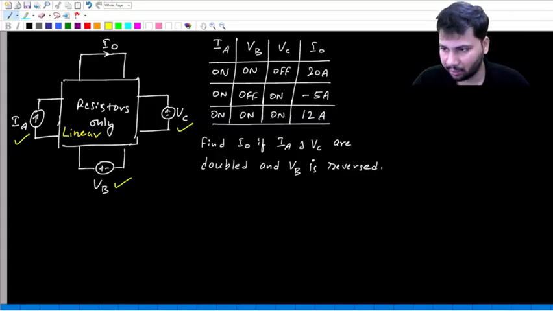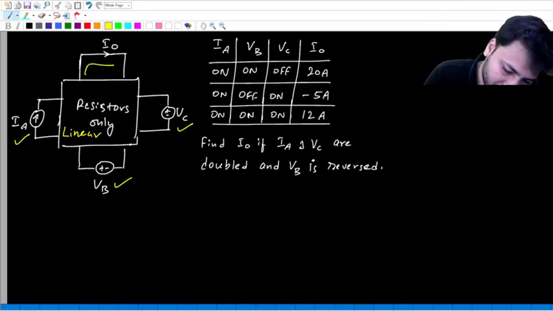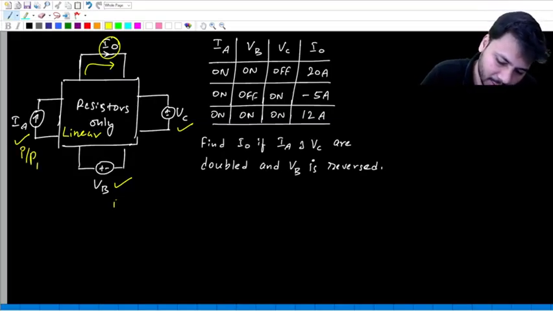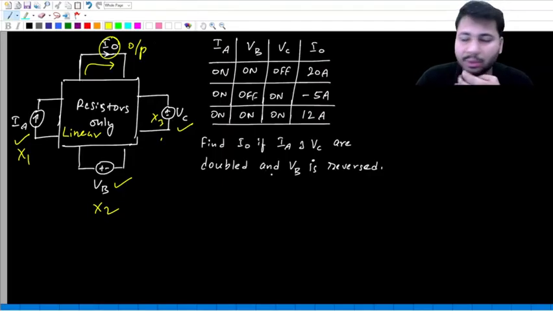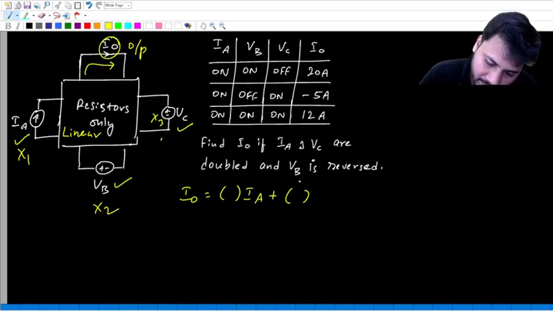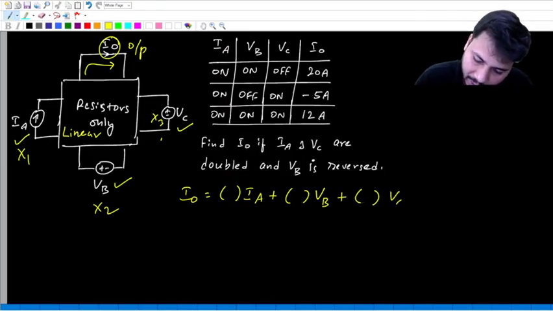And what is the quantity of interest? It is the current flowing in this particular branch, that is I naught. So this is like one input, let me call the inputs X1, X2, X3, and this I naught is the output quantity of interest. Because it's a linear circuit, I naught will be something times X1, which is IA, plus something times X2, which is VB, plus something times X3, which is VC.